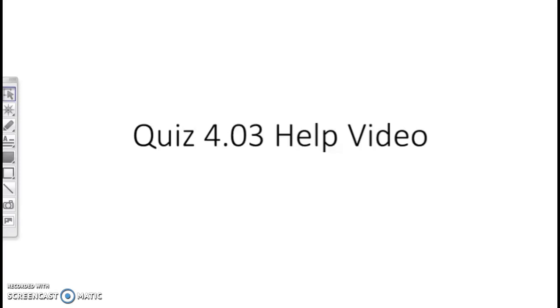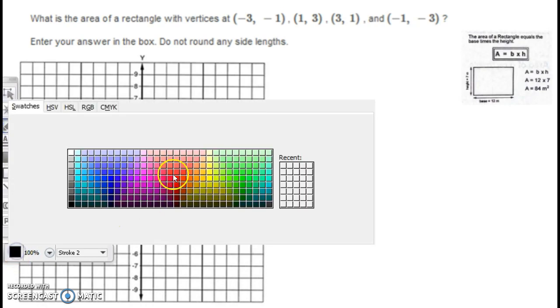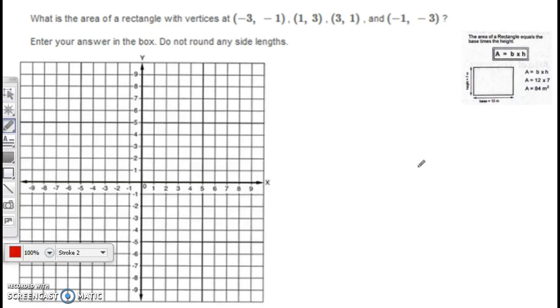Alright, this is your help video for quiz 4.03. The first question says, what is the area of a rectangle with vertices at these four places? You don't technically have to graph it, but I am very visual, so I graph everything. I have some graph paper, some scratch paper on my desk, and I use it all the time. So for me, I'm going to go ahead and graph this.